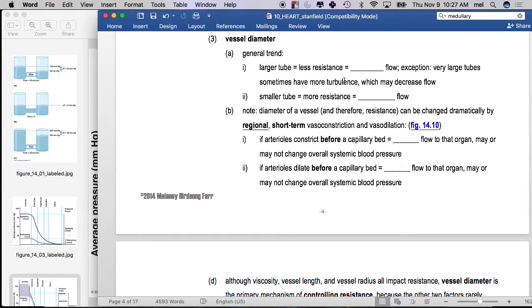And now I want to talk about vasoconstriction and vasodilation. But there are two different ways to think about it, and I really need you to listen to this part because it confuses people if they lose it right here. Okay, so I'm going to talk about vasoconstriction and vasodilation first as regional, short-term vasoconstriction and vasodilation of arterioles.